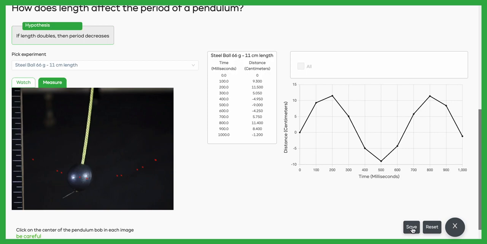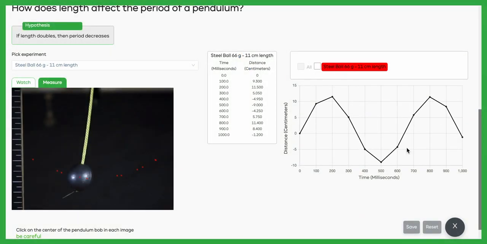Once you've done some measuring, save your graph. If you don't like it while you're measuring, you can always reset and measure again. When you save the graph, it goes up in this list. You've got that red graph there for steel at 11 centimeters, and use the all button to compare your different graphs and see if they're similar or different. Hopefully you're going to learn something about how length affects the period of a pendulum in this Smart Science lab.